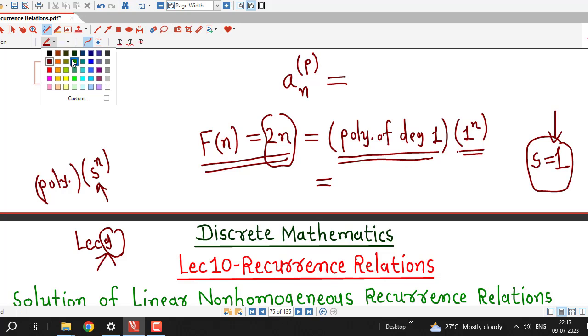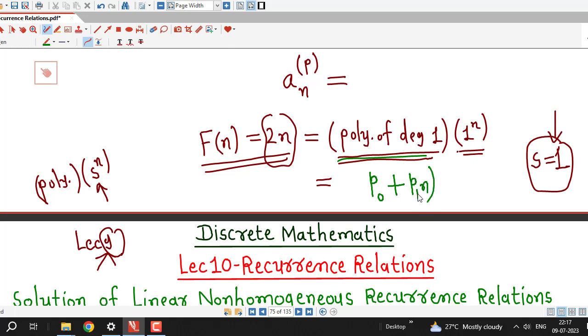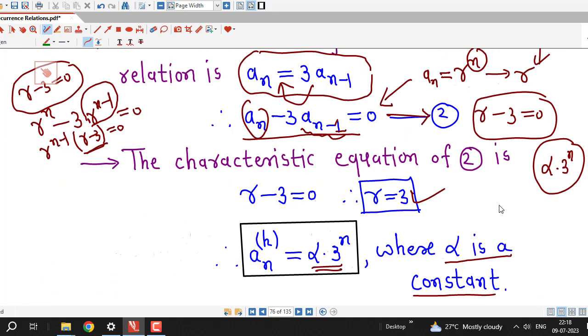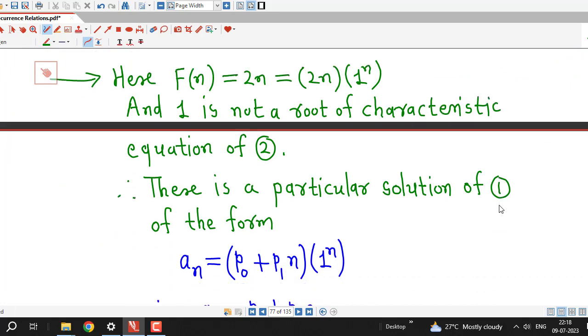Therefore what we will do, we will write down the arbitrary polynomial of first degree, that is p0 plus p1n, and this 1 raised to n as it is, and 1 raised to n is 1. Therefore our choice for a particular solution is p0 plus p1n, where p0 and p1 are real numbers or constants or coefficients to be determined. So in this way we can write down the form of the particular solution.